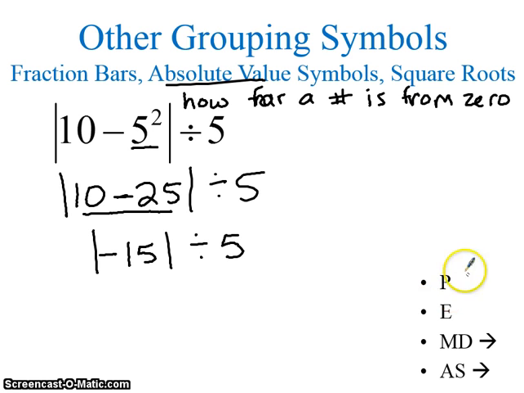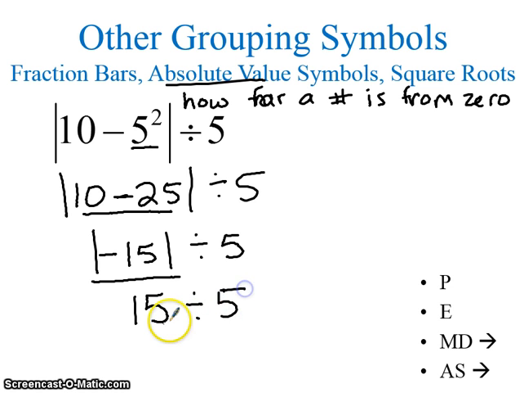Now, do we still have parentheses? Yes, but we're down to one number inside, so we can perform the absolute value now. How far away from 0 is negative 15? And the answer is it's 15 digits away. Last step, 15 divided by 5 is 3. So this expression has a value of 3.